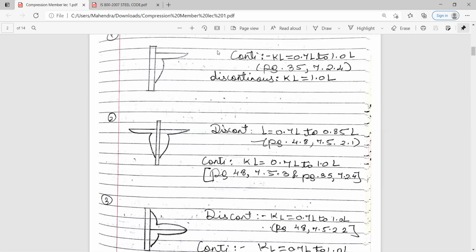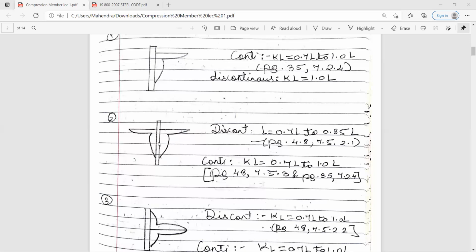So for continuous, again the value for the KL will be 0.7L to 1L. You will take that value from page number 35 of your IS 800 2007, from clause number 7.2.4. Refer to your IS codes. And if it is discontinuous, what will happen? The value for the KL will be 1L.